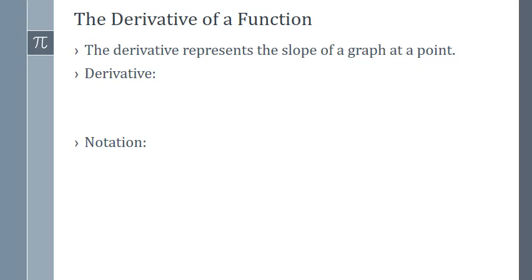So it turns out that the limit process that we just did to find the general equation of the slope of a graph at any point is called the derivative. So the derivative is just the process to find the slope of a tangent line at any point on a curve. And the way we find that is exactly what we just did.